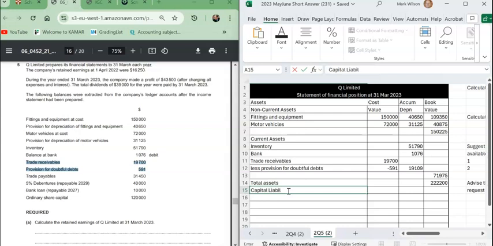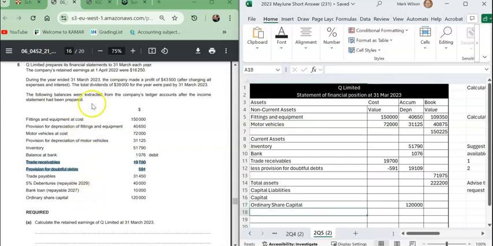Our capital and liabilities is the next section, so we can do our capital first. So the capital, we've got ordinary shares here. So we're going to put those in. Often it's quite nice if we know how many shares there are, but it doesn't tell us in this question. It tells us 120,000.